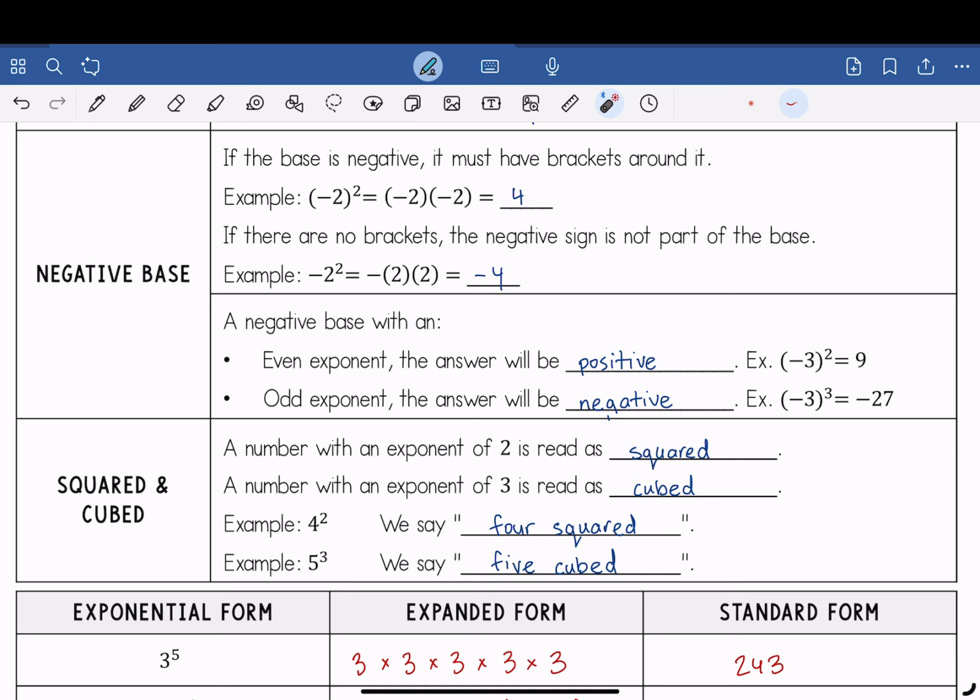Squared and cubed. A number with an exponent of 2 can also be read as squared, and a number with an exponent of 3 is read as cubed. For example, 4 to the power of 2, you can also say 4 squared. And 5 to the power of 3, you can also say 5 cubed.